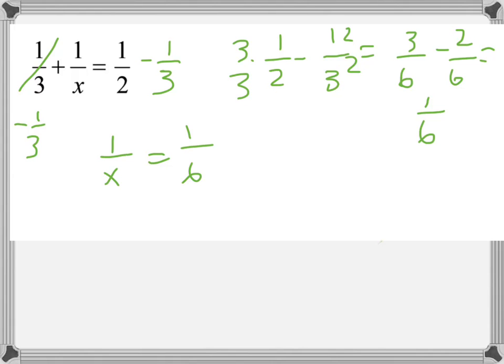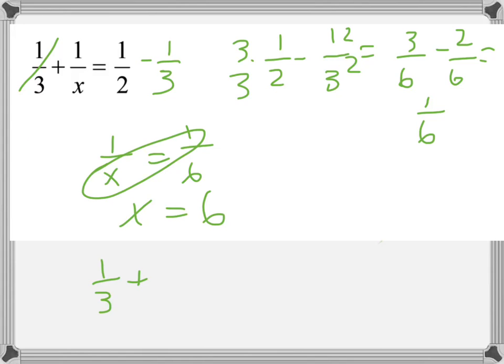So 1 over x is equal to 1 over 6. Using the cross product method, I'd have x is equal to 6. And let's just go back and check. So that's saying that 1/3 plus 1 over 6 is equal to 1/2.